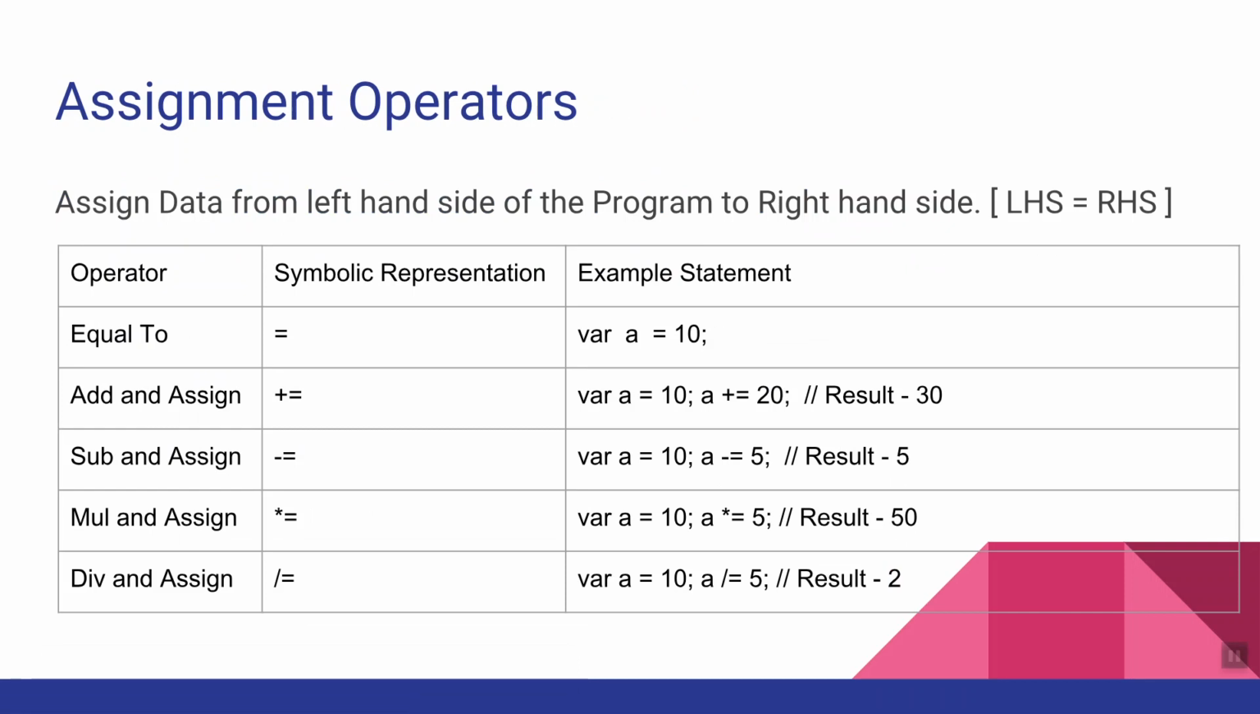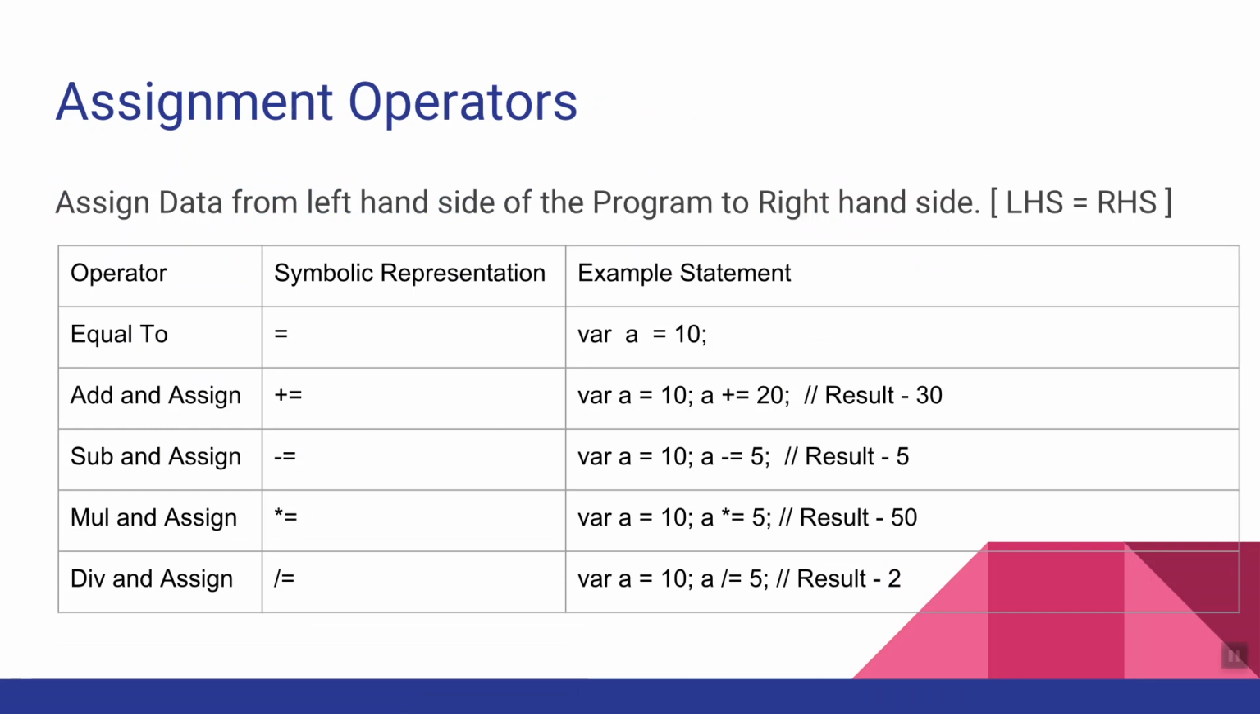One of the most commonly known assignment operators is the equal to symbol. If I'm going to say variable a is equal to 10, then the 10 is the value in the right hand side of the program, which is going to be assigned inside the variable a in the left hand side of the program. In addition to that, we have other operators like add and assign, subtract and assign, multiply and assign, and divide and assign. As the name suggests, this operator is going to perform the specified operation first, and then it is going to do the assignment action.